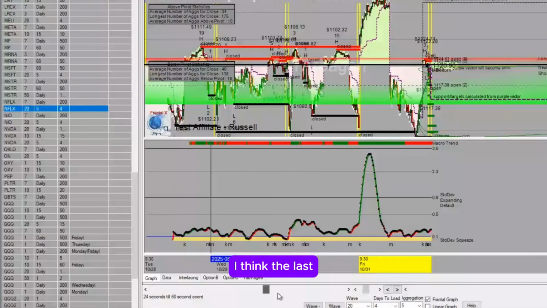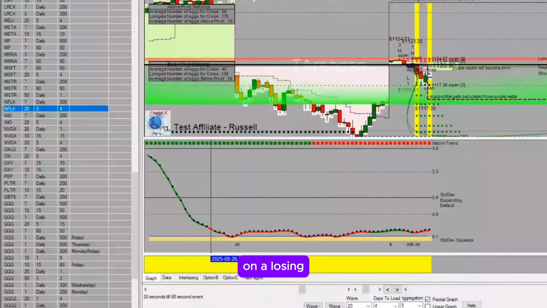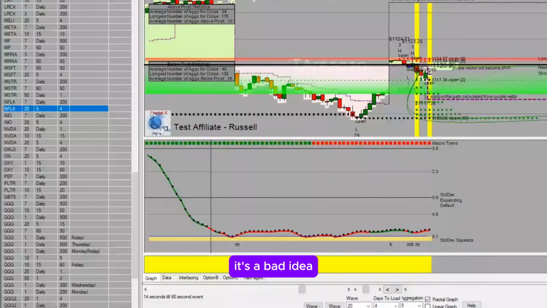I think the last question, in line with your comment on dollar cost averaging on a losing trade versus a winning trade, we see this question a lot from newer traders. Can you please clarify what you mean by it's a bad idea? Tying in with last night's session regarding risk management.